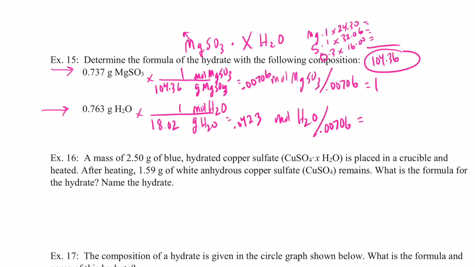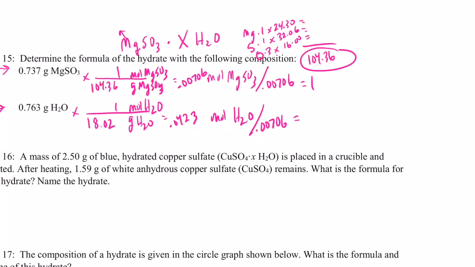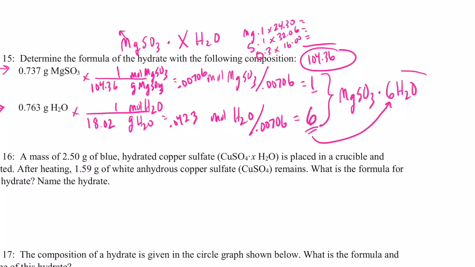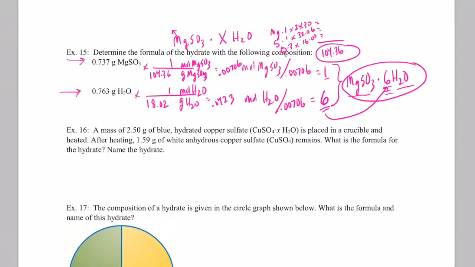So we have 1 and, let's see, 0.0423 divided by 0.00706 is 6. So that means the formula for the hydrate is MgSO3, we have one of those, dot 6 waters of hydration, right there. So the name of that compound would be magnesium sulfite hexahydrate. Magnesium sulfite hexahydrate. Okay?